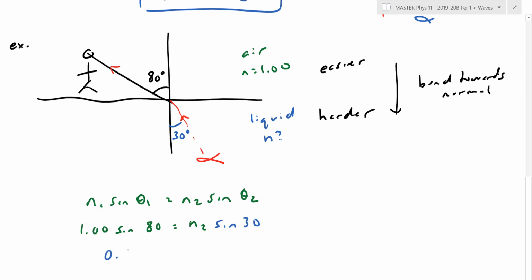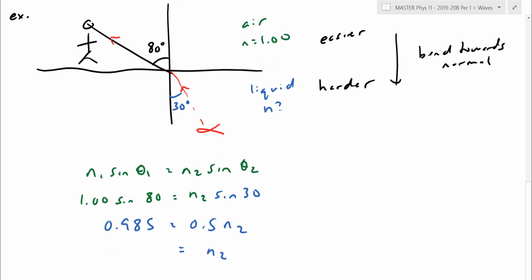Sine of 80 was 0.985, give or take some rounding. Sine 30 is 0.5, so 0.5 n2. And therefore my medium, I just made up these numbers, is 0.985 divided by 0.5. I'm getting a medium of 1.9, so almost 2.0. Just like coefficient of friction, this number doesn't get to be very large. That's actually already pushing it. So this index is maybe something that's really optically rich and really, really hard to travel through.